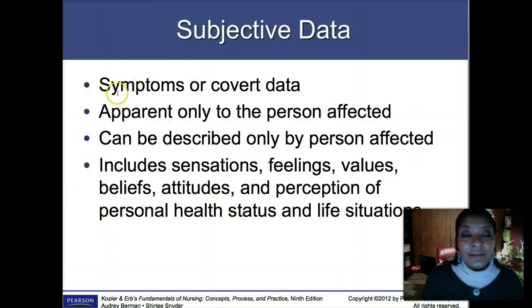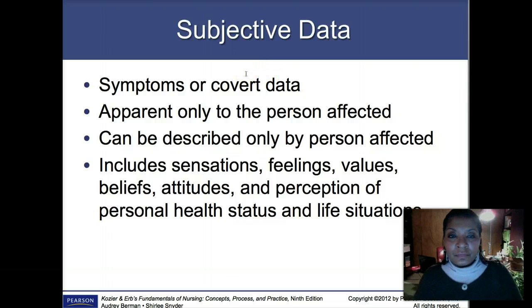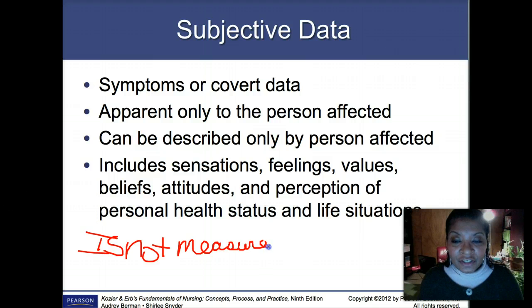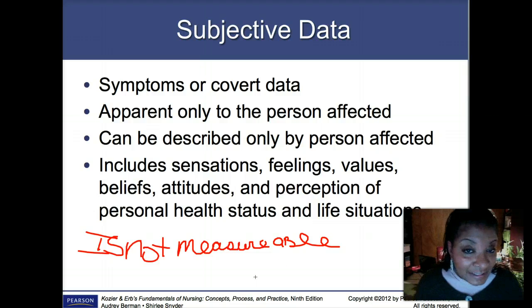So subjective data. Subjective data are your symptoms that you cannot measure. Subjective data is not measurable. It's whatever the patient says it is. For example, if a patient says that they are nauseated, we cannot measure nausea. It's what the patient says it is.